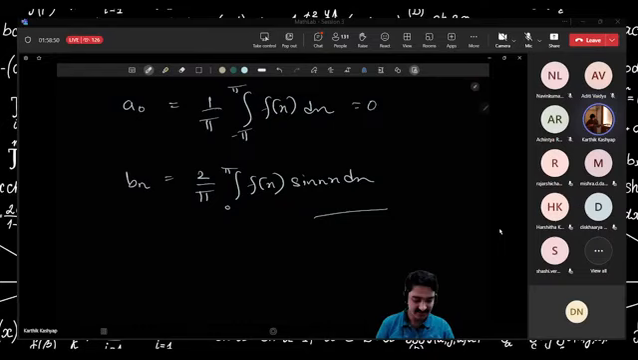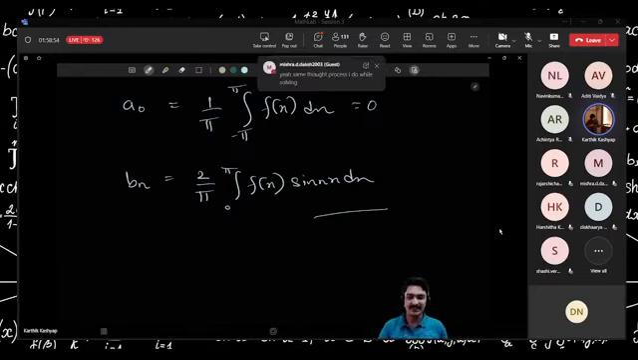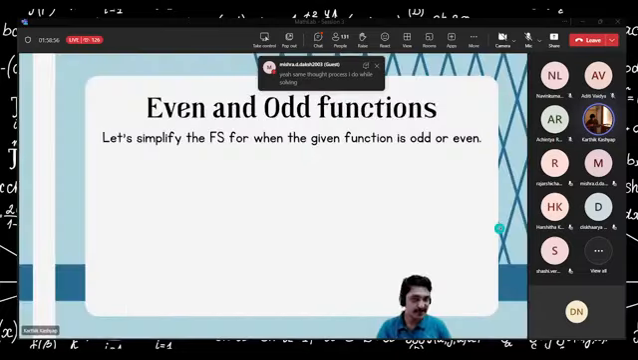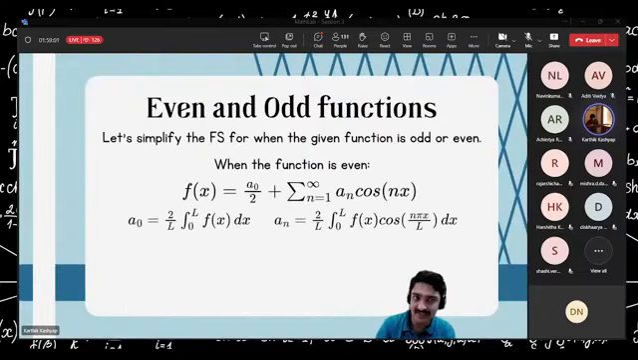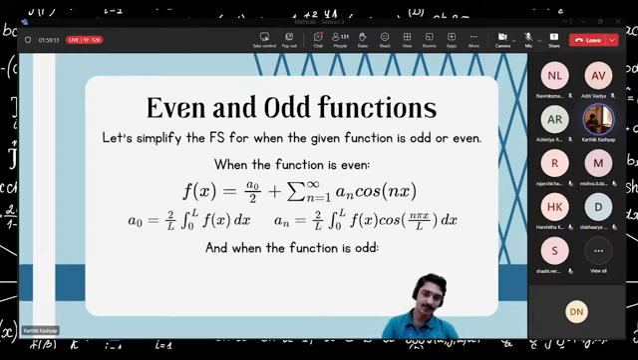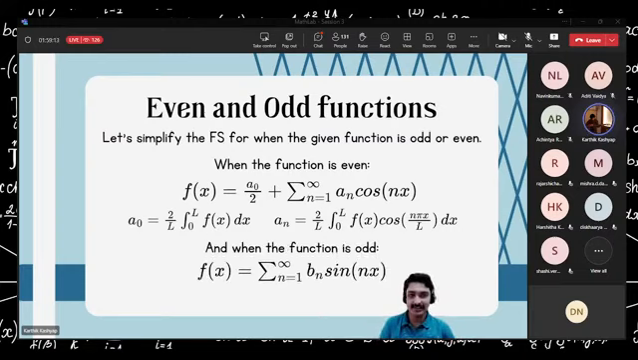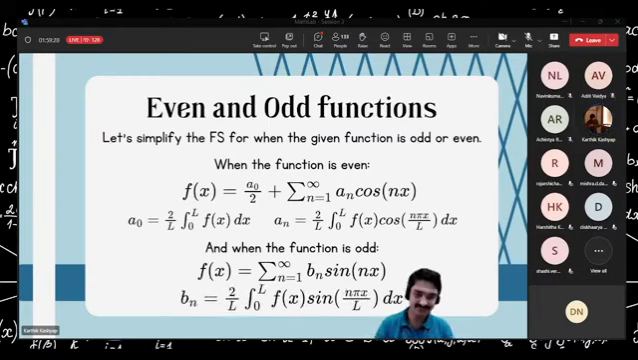Again, this is not that important as properties, but these are just for simplification. We can use them for a few special functions when the function is even or odd. So as we have seen, when the function is even, we get bn equal to 0. So the function is only in terms of cosines. So we call this a cosine series. When the function is odd, an is equal to 0 and a naught is also equal to 0. So it is only in terms of sines. So this is called a sine series.